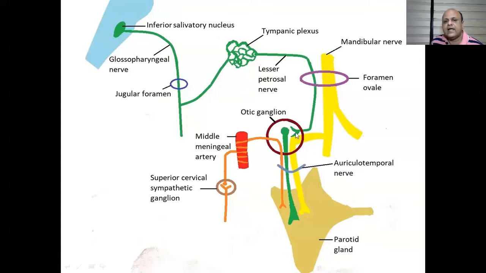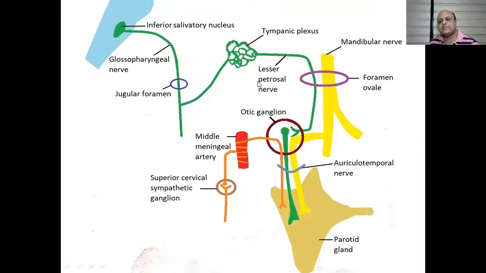Okay, and this ganglion has got a motor root or the parasympathetic root. So the fibers of the motor root come from the lesser petrosal nerve. You can see the green line here. It's entering into the ganglion, and these fibers relay in the ganglion, and then the postganglionic fibers pass through the auriculotemporal nerve to supply the secretomotor supply of the parotid gland.